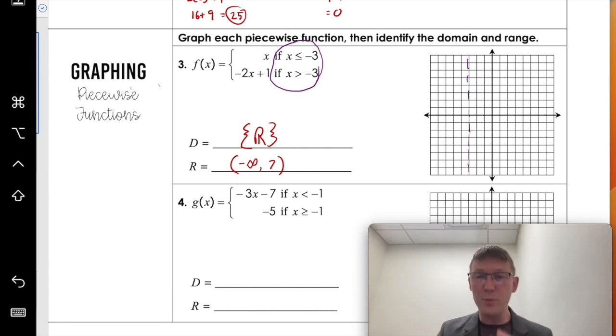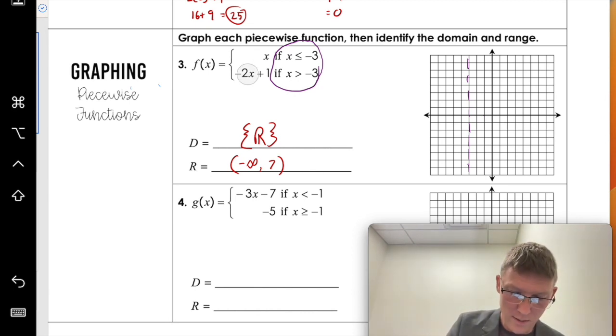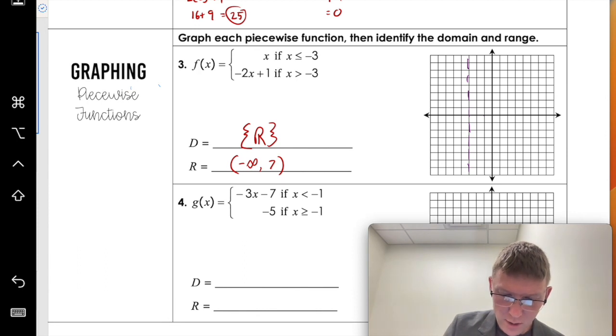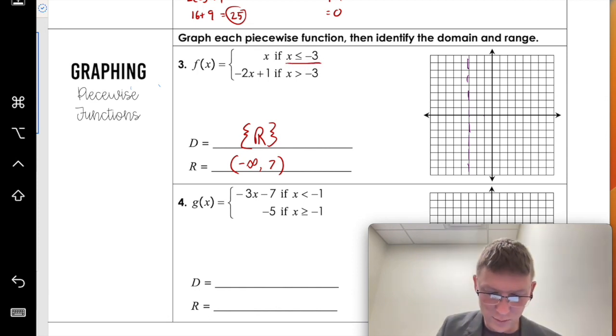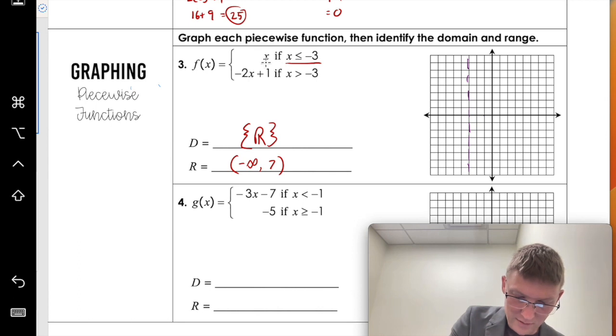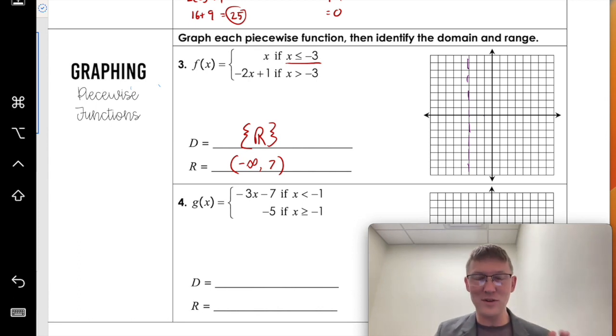So this is kind of a pretend line. It doesn't really exist. That's why I made it dotted. But it kind of helps me with my graphing. So then on the left side of -3, that means if x is less than or equal to -3, this is the equation that I'm going to use. So that's the same as saying y equals x.